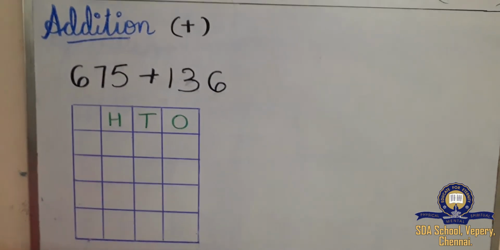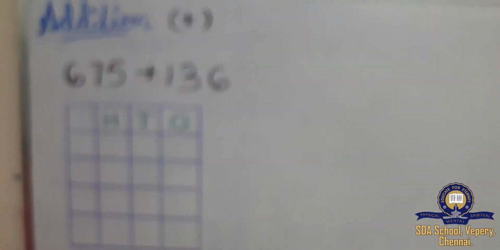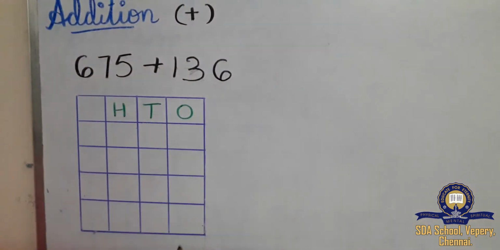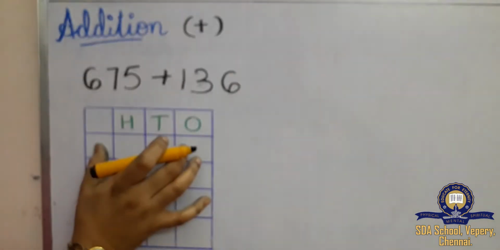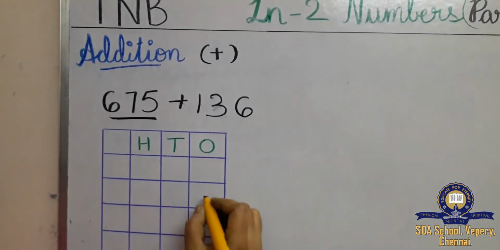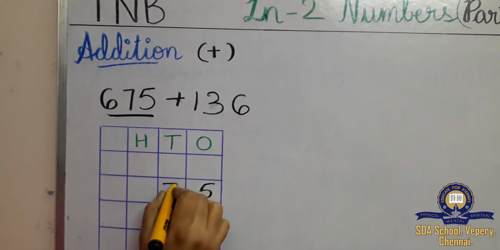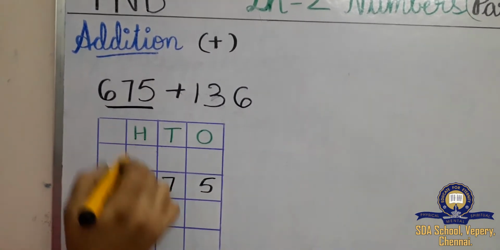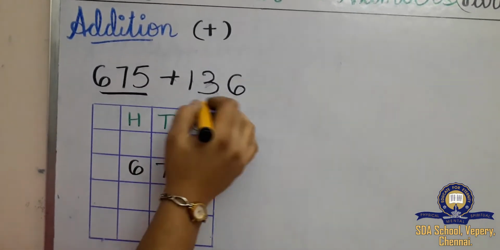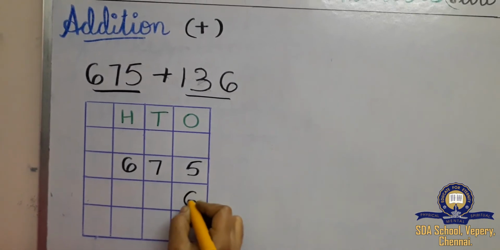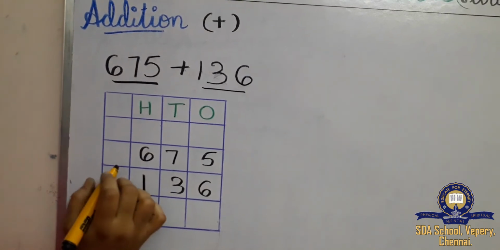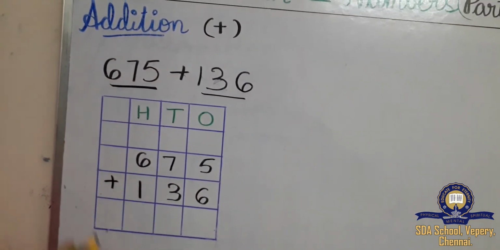Okay, children, in this method we will have 3-digit numbers. I'll tell you what is new to you. See, first, leave one box here. One full box you just leave and write here first this number: 5, 7, 6. So 6 is in hundreds place, 7 is tens, and 5 is ones. And then write this 6, 3, 1. So what is this? Addition, right? So the plus symbol.